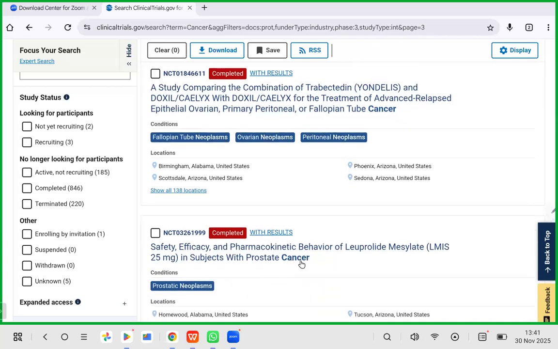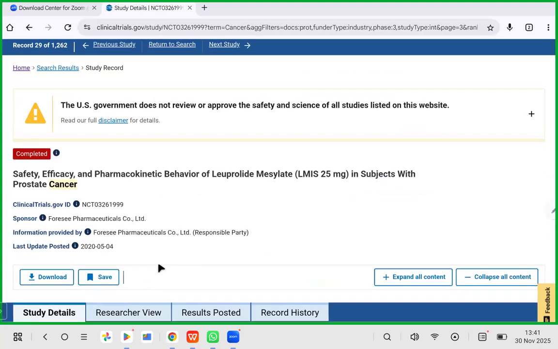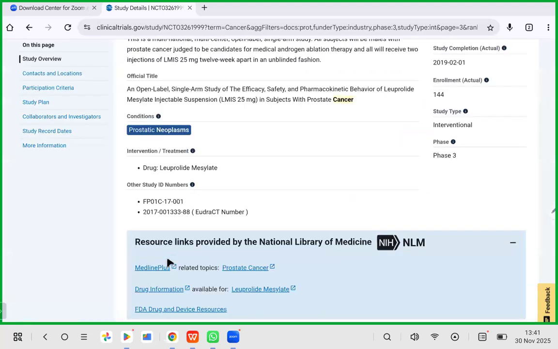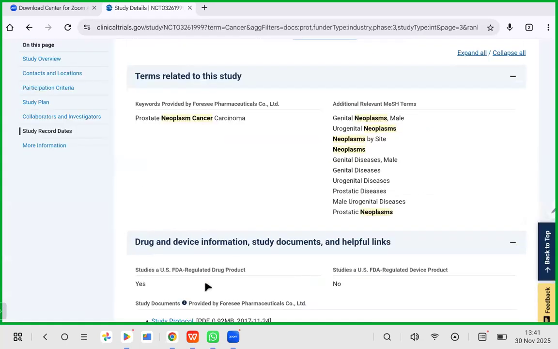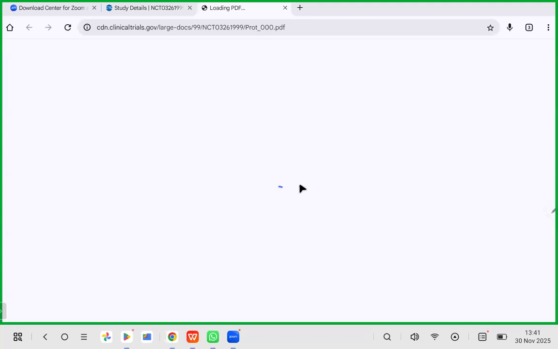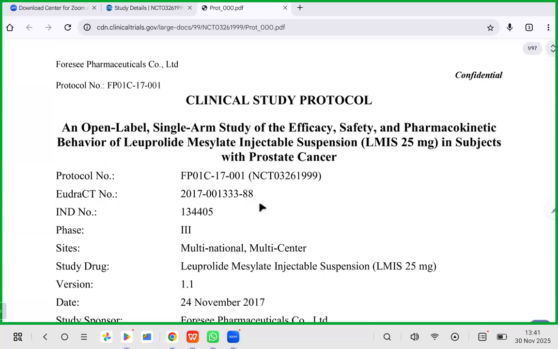So here there is a prostate cancer study where they are checking the safety, efficacy, and pharmacokinetics behavior of leuprolide mesylate in subjects with prostate cancer. I think this study looks a little simple. We will open this study, and then we will open the protocol document. For this study, there will be some programmers, and they will start reading the protocol document.